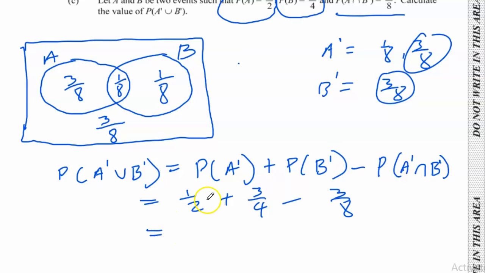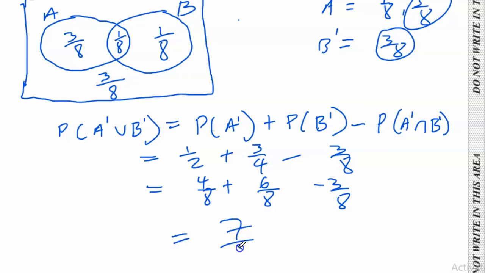Alright, so half plus 3/4 minus 3/8. Half is 4/8, 3/4 is 6/8, minus 3/8. 4/8 and 6/8, that's 10/8 minus 3/8. I'm getting 7/8. 7/8 for my answer. Let's continue.